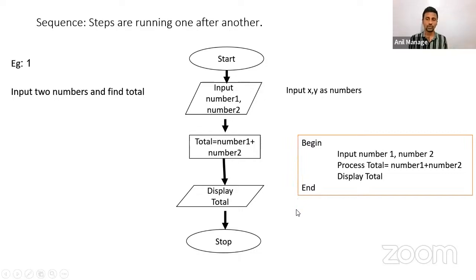So you can see the pseudocode now. Begin, input number 1, number 2, process. I have put the process. It is not compulsory, right? Total equal number 1 plus number 2, okay. Then display total. Then end.